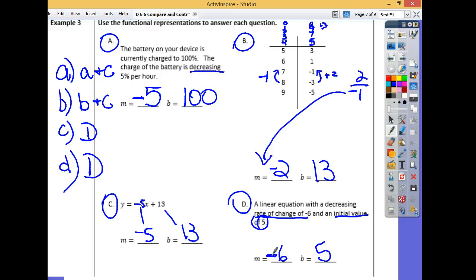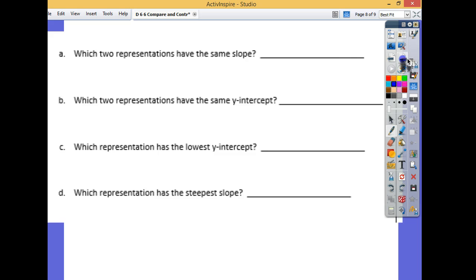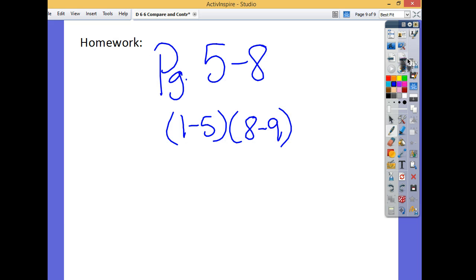Your homework. You need to do pages 5 through 8 in your packet. 1 through 5 and 8 through 9. So basically pages 5 through 8, but you can skip number 6 and 7.